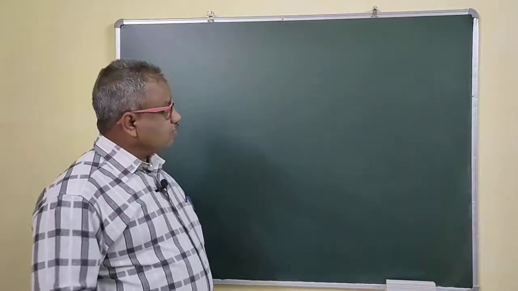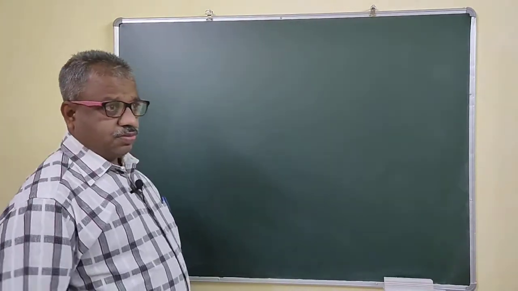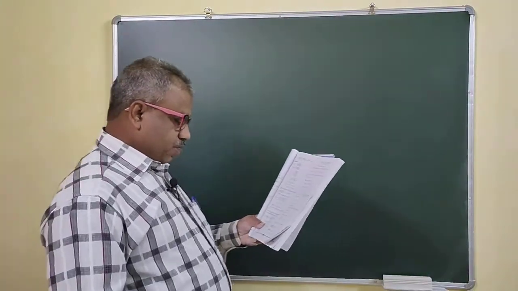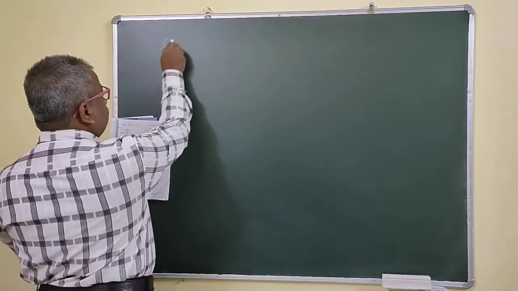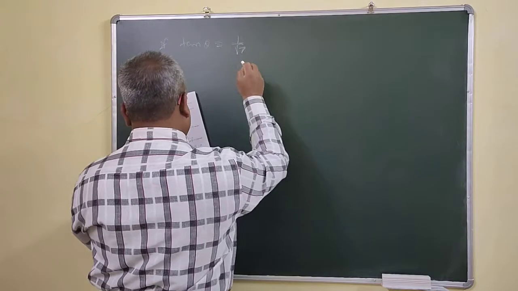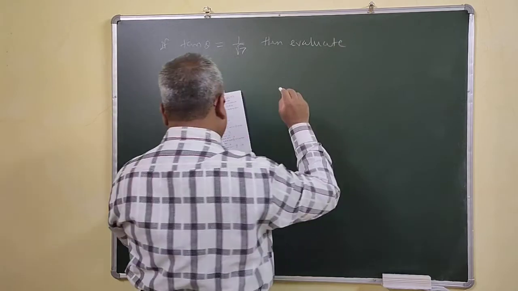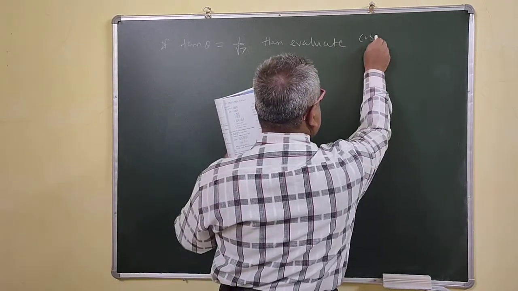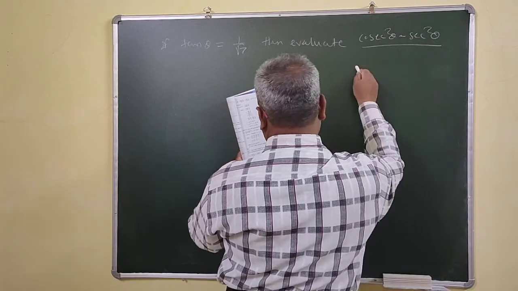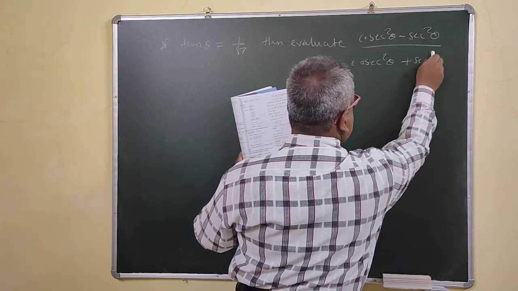Okay, so last time we have seen how to plot a graph of the sine function, cos function, tan function. We have also taken some problems. We'll continue with that. We'll take a problem on the trigonometric function. If tan theta is equal to 1 by root 7, then evaluate (cosec square theta minus sec square theta) upon (cosec square theta plus sec square theta).